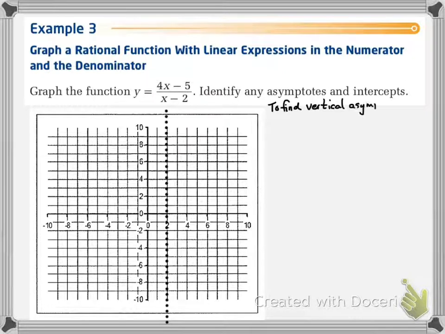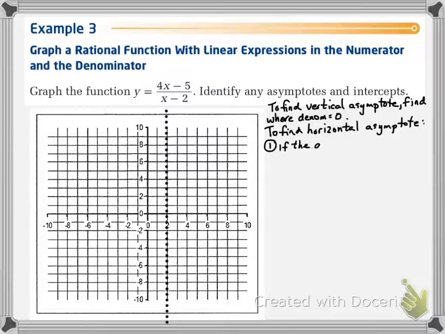to find our vertical asymptote, you have to find where the denominator is equal to 0. That's going to be the same. That's going to be at x is equal to 2. Drawing that in. To find the horizontal asymptote, here is the rule.